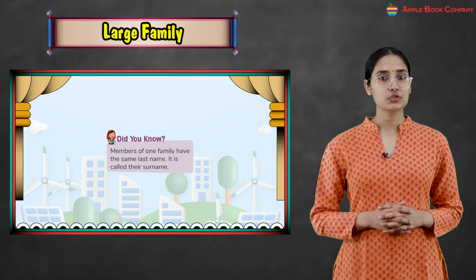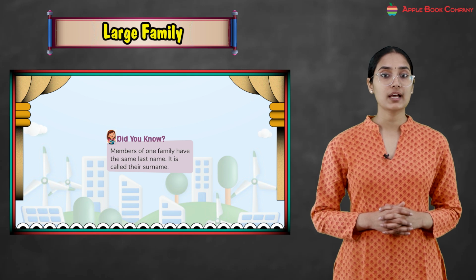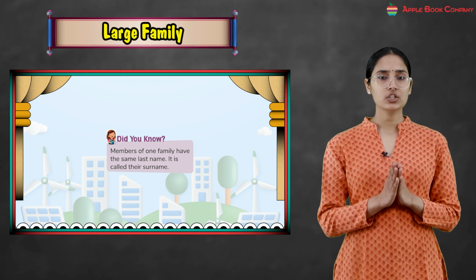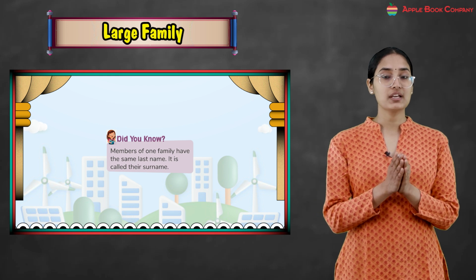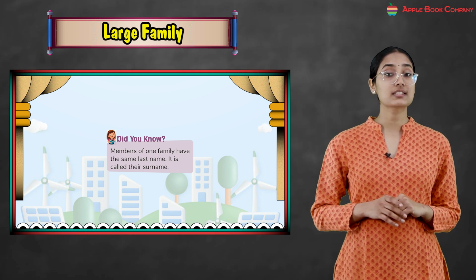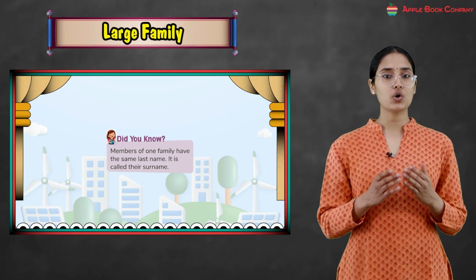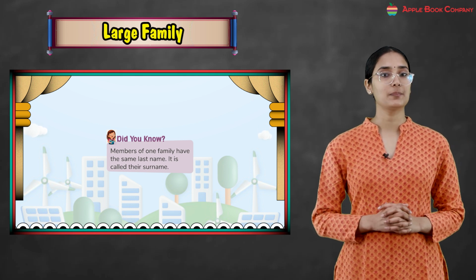So students, do you know members of one family have the same last name? It is called their surname. In your family, you all must be having a last name, right? The second name, and that's called the surname. So in a family, we all have the same surname.